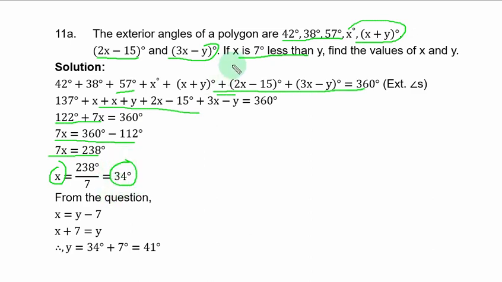From the question, s is 7 degrees less than y. That means s is equal to y minus 7. We are interested in y here, so you transfer minus 7. So you have s plus 7 equal to y. Therefore, y is equal to 34 degrees plus 7 degrees, and that is 41 degrees as the value of y.